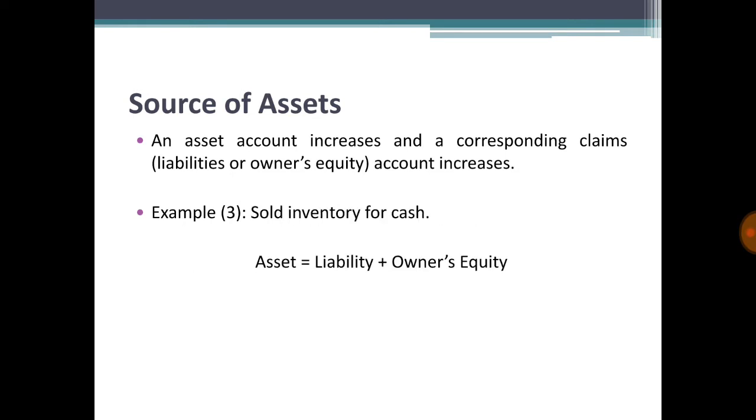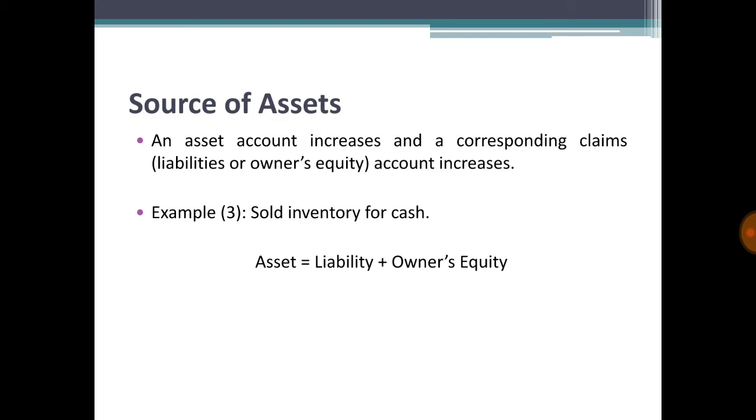Now for our last example, we have sold inventory for cash. This time, this involves cash sales. It involves the cash that is received by the company at the time that they made a sale to the customer, and the inventory that is given to the customer at the time that it was sold to them. So those are the two accounts involved in this example.